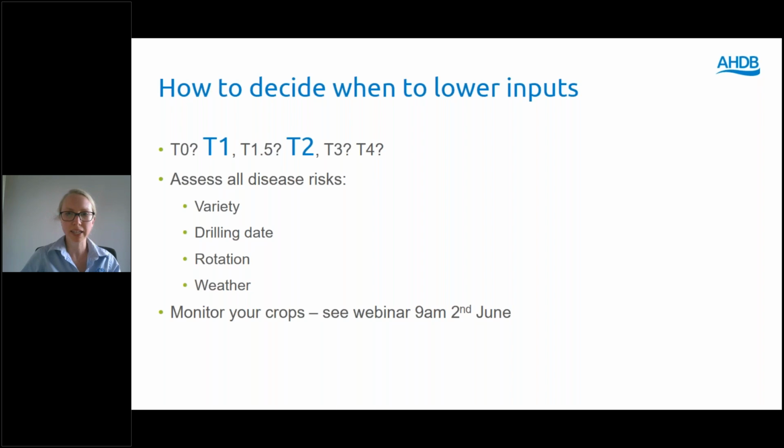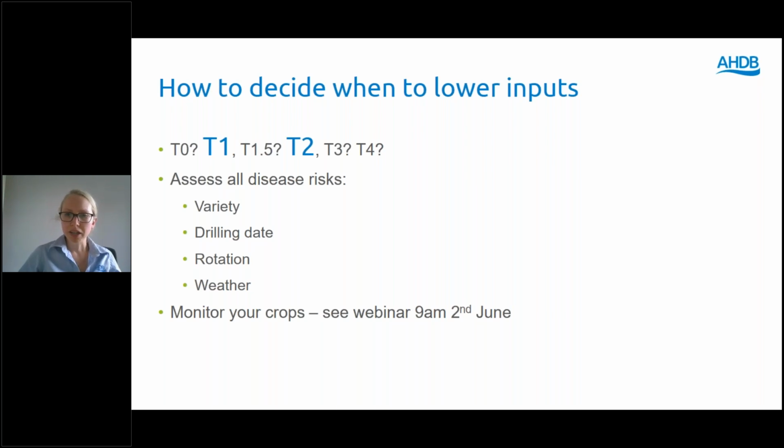So variety, drilling date, rotation, and we'll look at a couple of these in a bit more detail in a minute. So you come up with a general fungicide program based on these risk factors, and then adjust the program depending on the weather and the disease levels throughout the season.